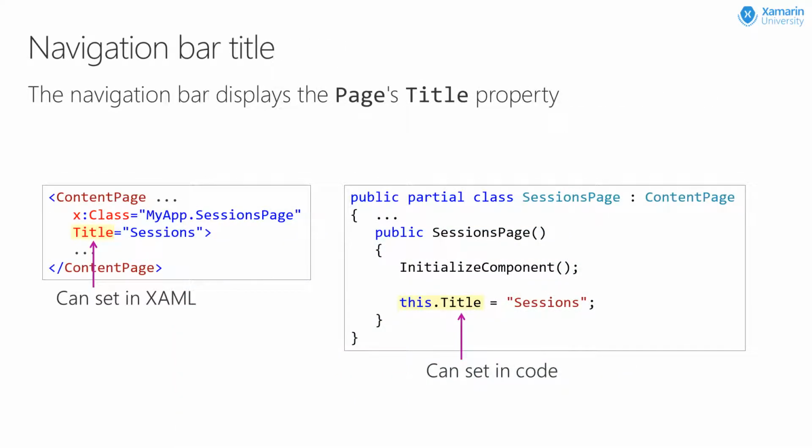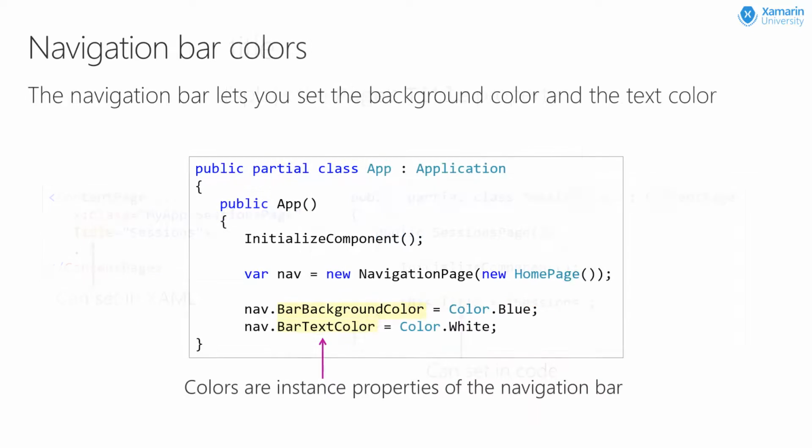The page class has a title property, and this can be set in either XAML or C# as we see here, and when a page is displayed within a navigation page, the navigation page will read this property and display the contents on the navigation bar. Now think about this. This means that each page actually owns its title, and the navigation bar just reads it and respects it. Now we can also control the background color and text color of the navigation bar.